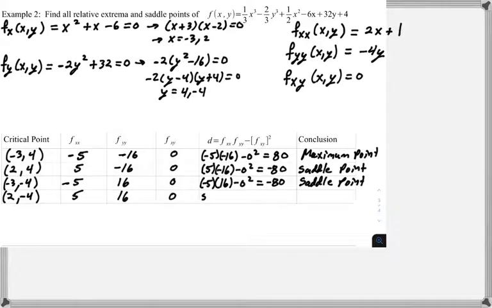Okay, and finally, at 2, -4, our values are going to be 5 times 16 minus 0 squared, so it's going to be 80. And so this one's going to be a minimum point because the second partial with respect to x is positive. So we're going to have a minimum there.